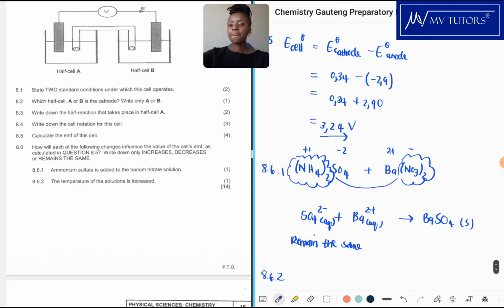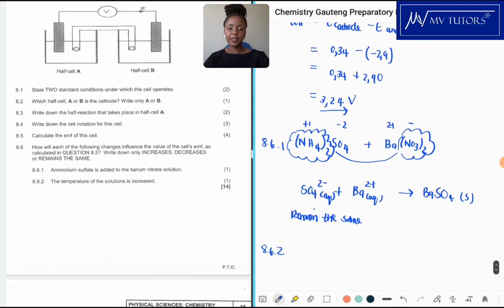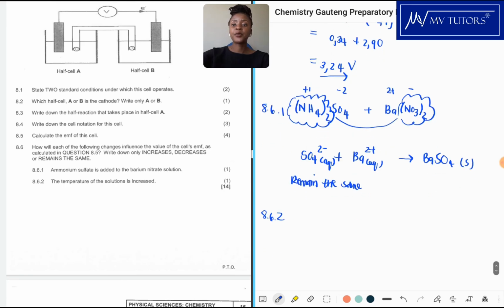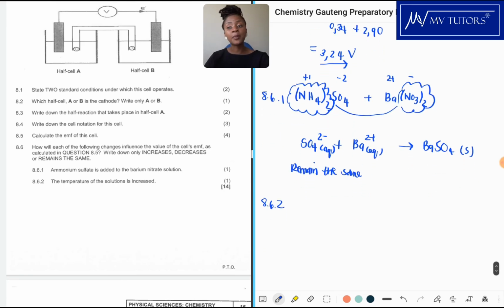So now the temperature is increased, and we know that temperature being increased favors the endothermic reaction. In this case, since we have an exothermic reaction, I believe that your EMF will decrease. Yeah, the cell's EMF will decrease at that point in time. And that's it, we're done.